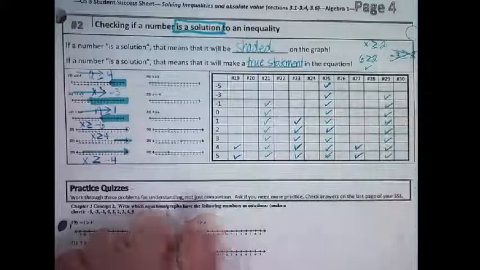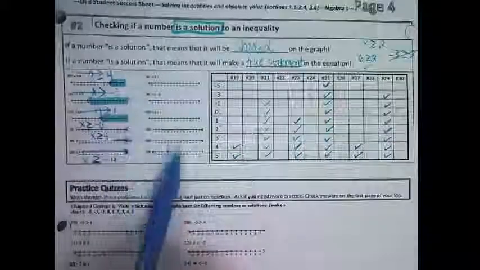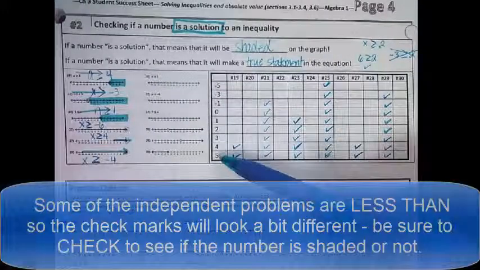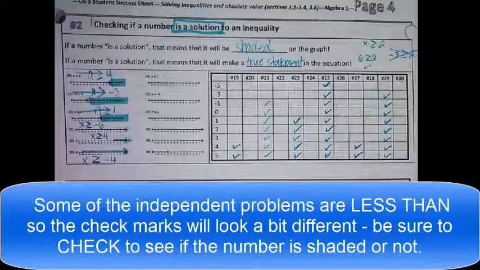All right. Hope you enjoyed trying to find if a number is a solution to the inequality. Just remember, go ahead and shade it on your number line and then check to see, is this shaded, yes or no? If it's yes, then it's a solution. If it's no, then it's not. Check the ones that are solutions and come to class ready to discuss your summary.